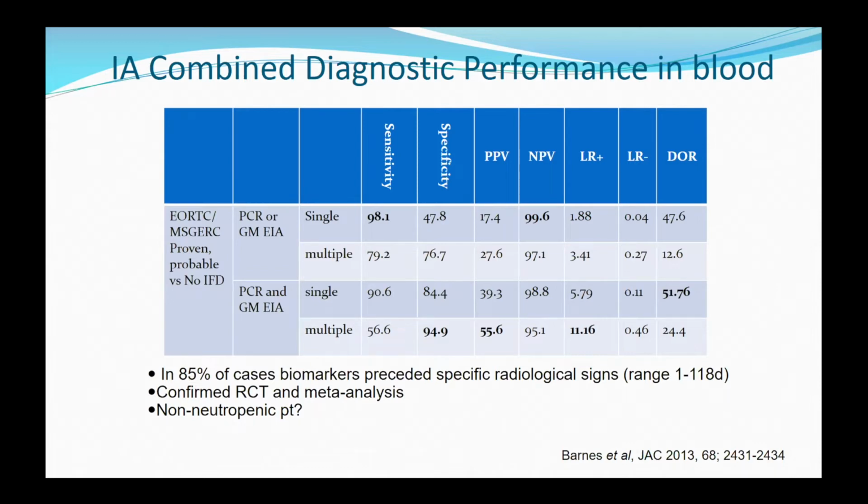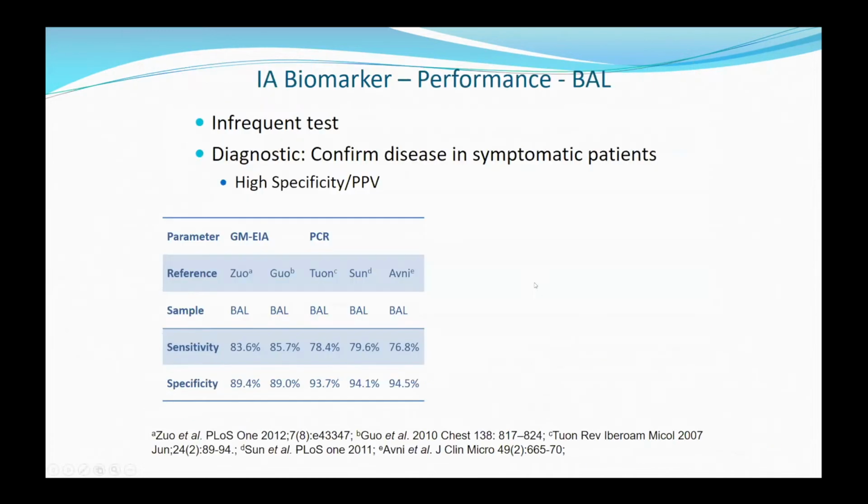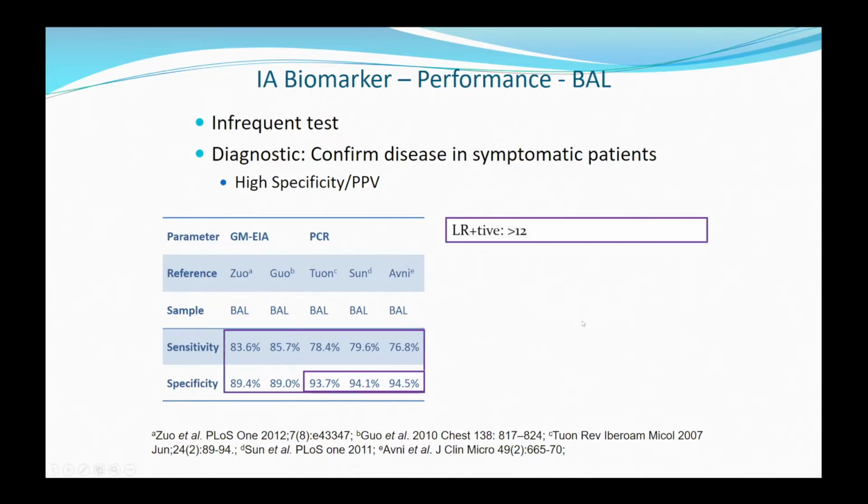In the non-neutropenic patient, well, the jury is still out. And probably what it does indicate is that we need to use a targeted specimen. If we look at the performance of Aspergillus PCR and galactomannan when looking at BAL, you can see the specificity of Aspergillus PCR is slightly better than that of the galactomannan ELISA. In this situation, we have a BAL taken, we have a bronchoscopy performed because we're trying to confirm disease in symptomatic patients. So we need a high specificity and a high positive predictive value. If you look at the positive likelihood ratio, as I mentioned, greater than 10, there's high confidence that your patient has aspergillosis when the patient is Aspergillus PCR positive in a BAL.